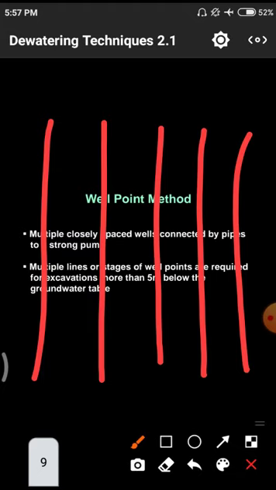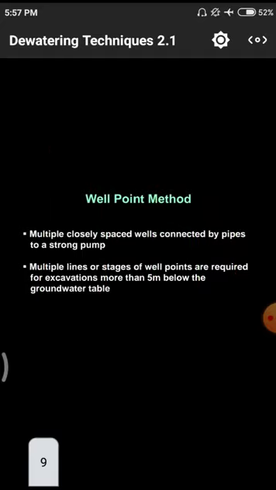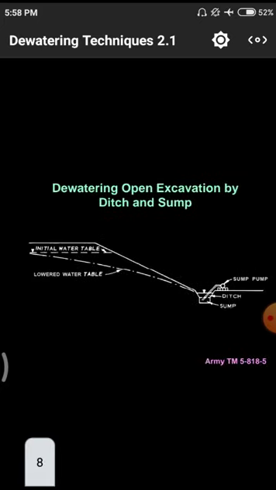Likewise, in our field itself, we need to use different pipes in a particular parallel way to connect those, and multiple lines of stages of well points are required for the excavation of more than 5 meters below the groundwater table. That means previously we observed the groundwater table from the particular soil and ground level. We have this groundwater level.